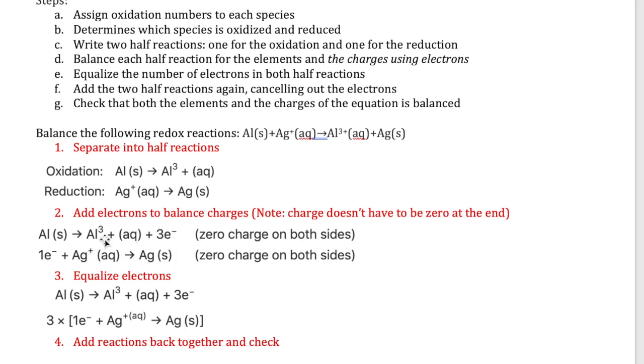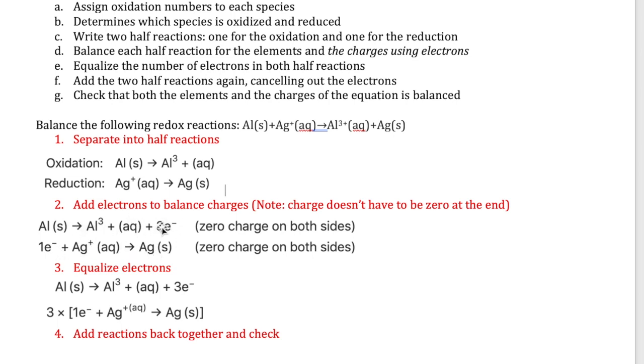One point I want to clarify here is that it doesn't necessarily always have to be zeros on both sides. Sometimes it's +2 on both sides. Sometimes it's -1 on both sides. In this specific example, it happens to be 0 on both sides. Once you have the electrons, your equation now looks like this. Your half reactions look like this.